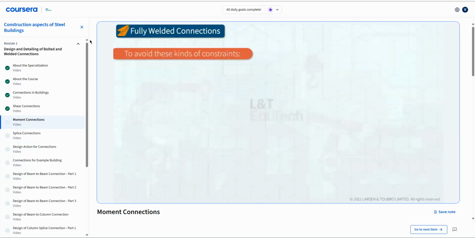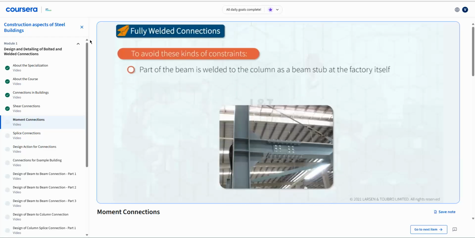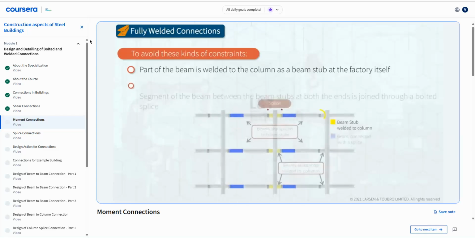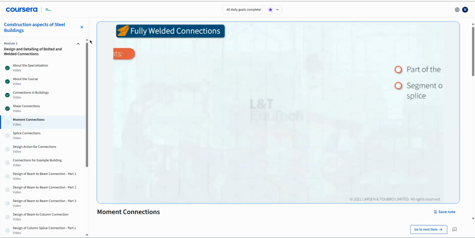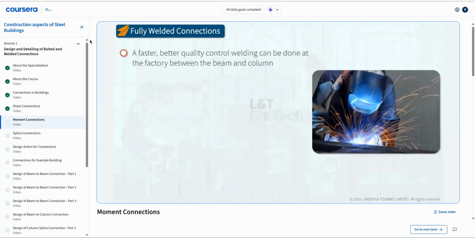To avoid these constraints, generally part of the beam is welded to the column as a beam stub at the factory itself, and the segment of the beam between the beam stubs at both the ends is joined through a bolted splice. In this way, a faster, better quality control welding can be done at the factory between the beam and column, and at the same time, since the splices are connected using bolting, it can be done faster at the site.